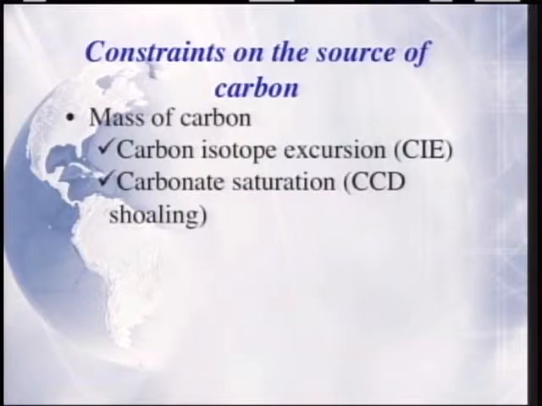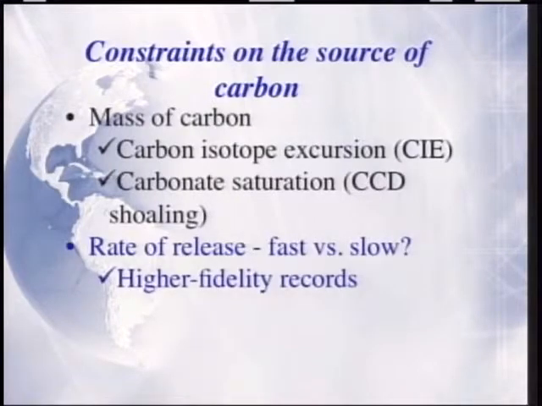Okay. The constraints on the source of carbon, I just said, from the mass, we want to know the mass of carbon. We have this carbon isotope excursion, and we have the changes in the CCD. And the CCD is sort of the way we get at the actual mass. You can't get a unique solution if you just have the carbon isotope data. Once you have this, you can take the carbon isotope excursion and estimate the delta C13 of the carbon, which I said in this simulation is minus 50.